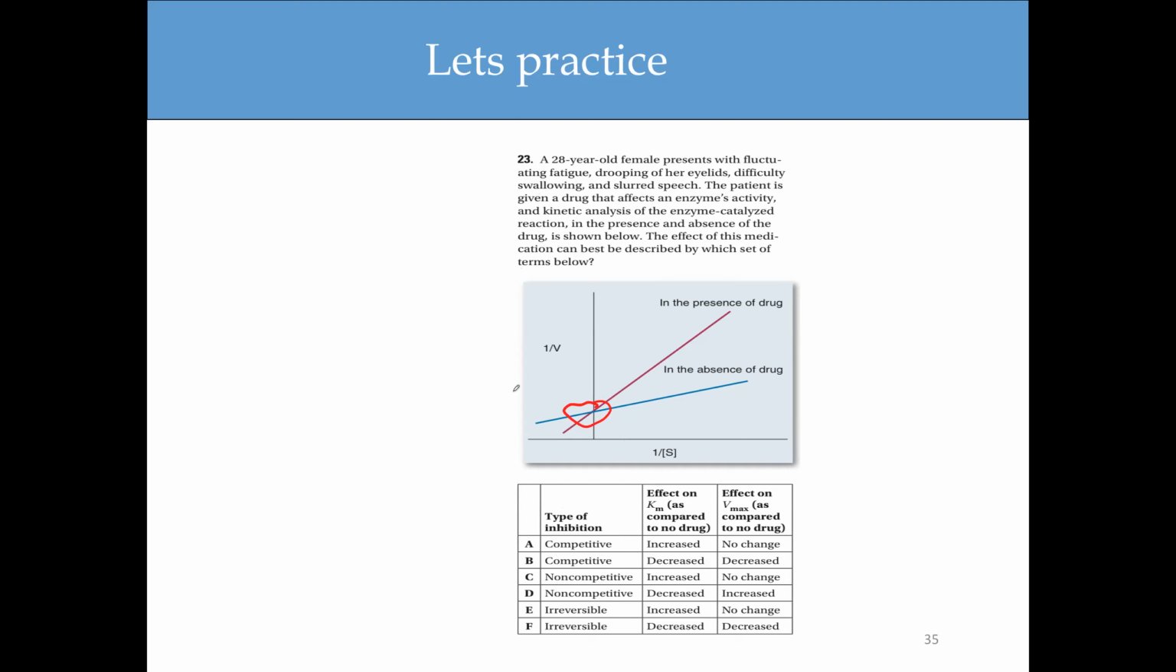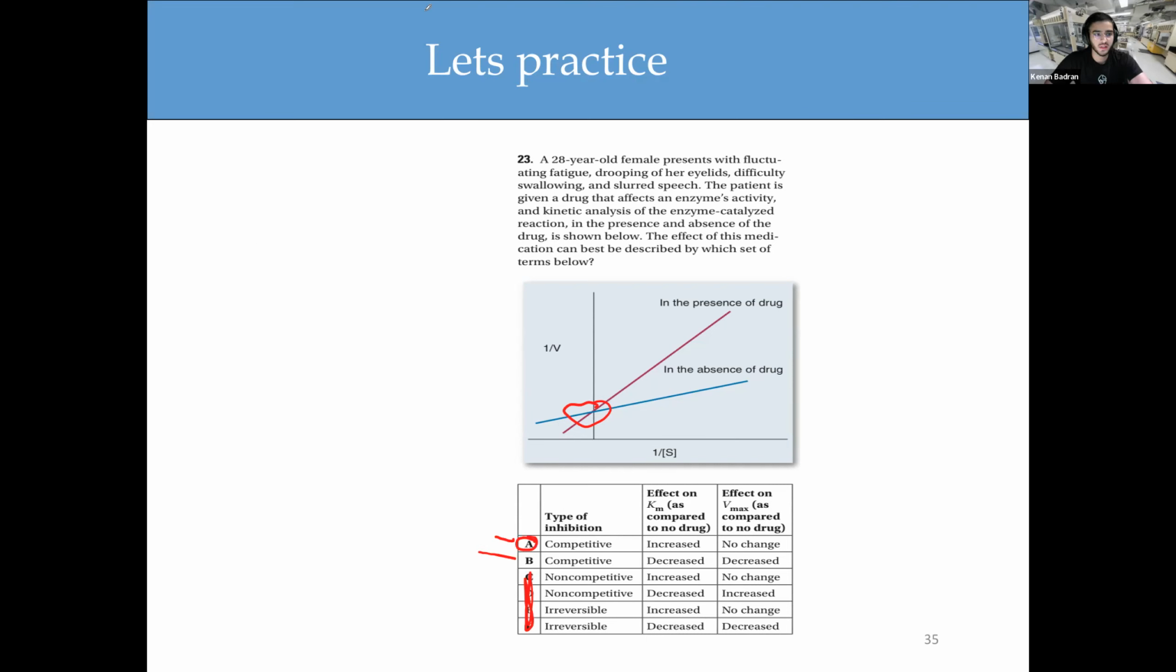Intersection on the y-axis. Exactly. So therefore, it is competitive. Exactly. So now we ignore all of this. All of this is useless to us. Either A or B. Now. A. Vmax unchanged will increase. Exactly.